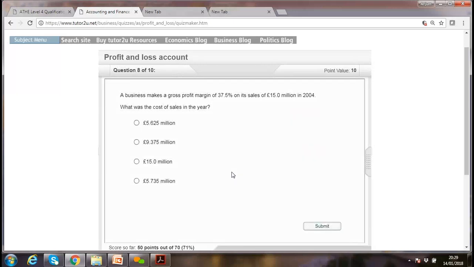A gross profit is 37.5% and its sales is 15 million. What will be the cost of sales? If 100 minus 37.5, how much will be left? 62.5% of 15. What will it become? Calculate percentage, all, yes.